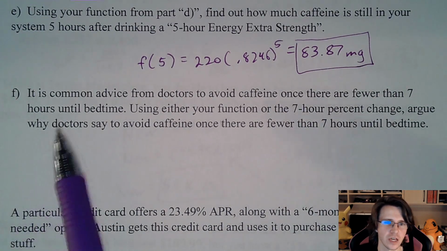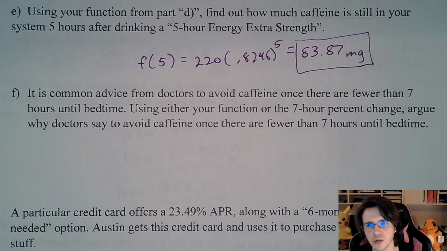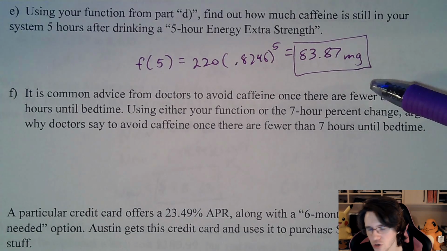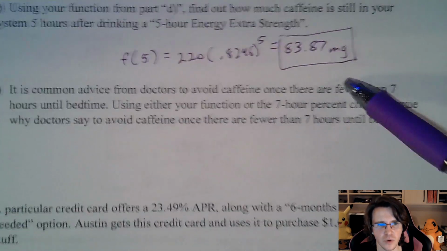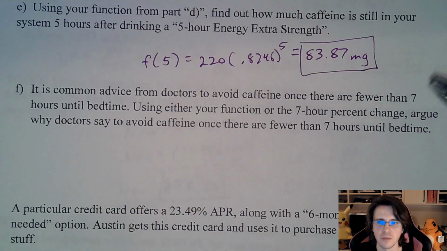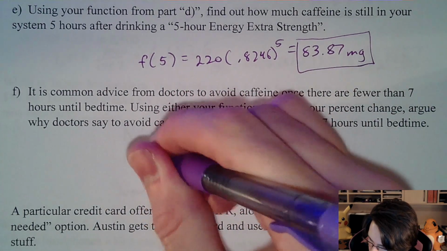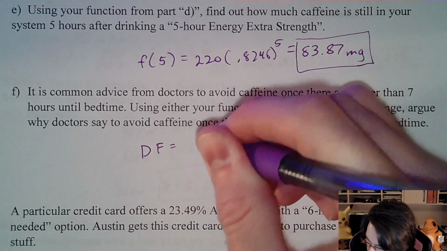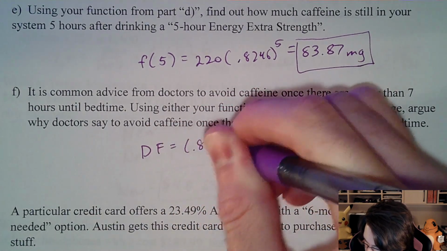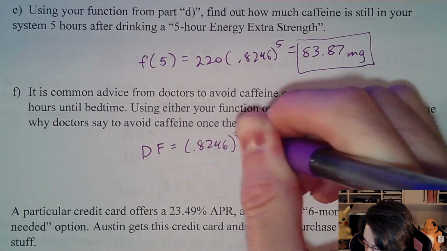So it says F, it is common advice from doctors to avoid caffeine once there are fewer than 7 hours until bedtime. Using either your function or the 7-hour percent change, argue why doctors say to avoid caffeine once there are fewer hours till bedtime. So the idea was using your function, you could argue that we still have a Red Bull's worth of caffeine in your system, but I like using that 7-hour percent change. Let's figure that out. So the 7-hour percent change, our decay factor is going to be that 0.8246 raised to that 7th power.